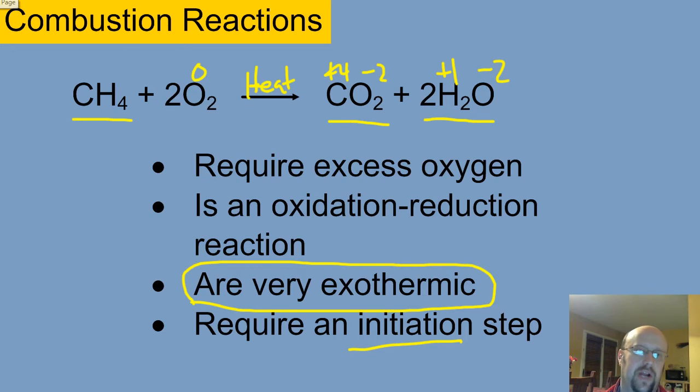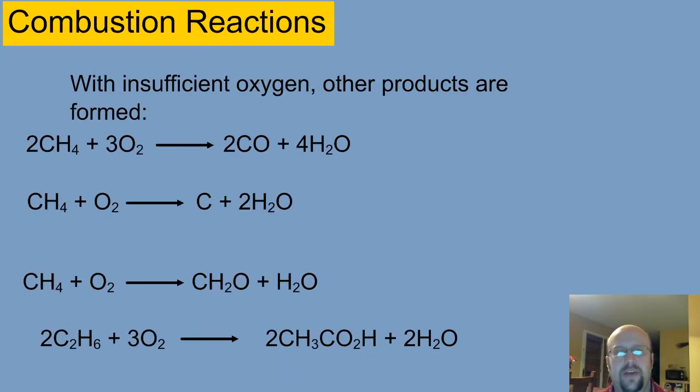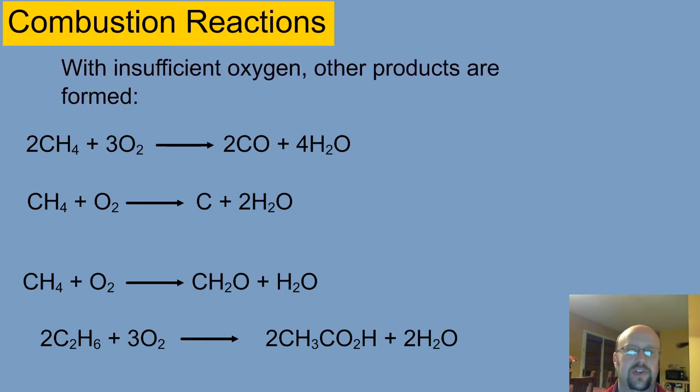So that's combustion reactions. We said that we have to have sufficient oxygen, so that begs the question, what happens if you don't have sufficient oxygen? Well, if you don't have sufficient oxygen, you tend to get some other products. We can get carbon monoxide produced. We can get basically ash, or carbon itself, produced. We can get maybe some more dangerous things. We can get something like formaldehyde, which obviously is dangerous, a carcinogenic substance. We can get things like acetic acid produced.